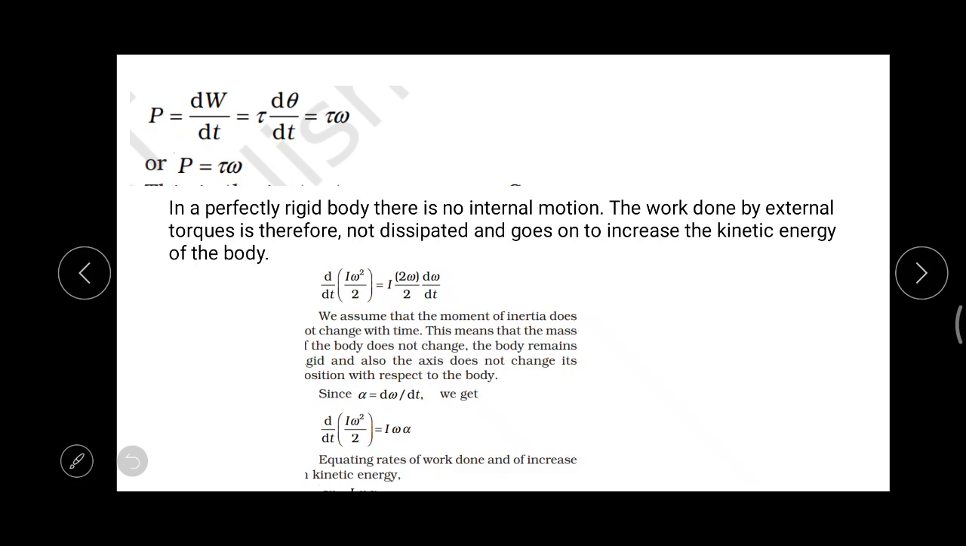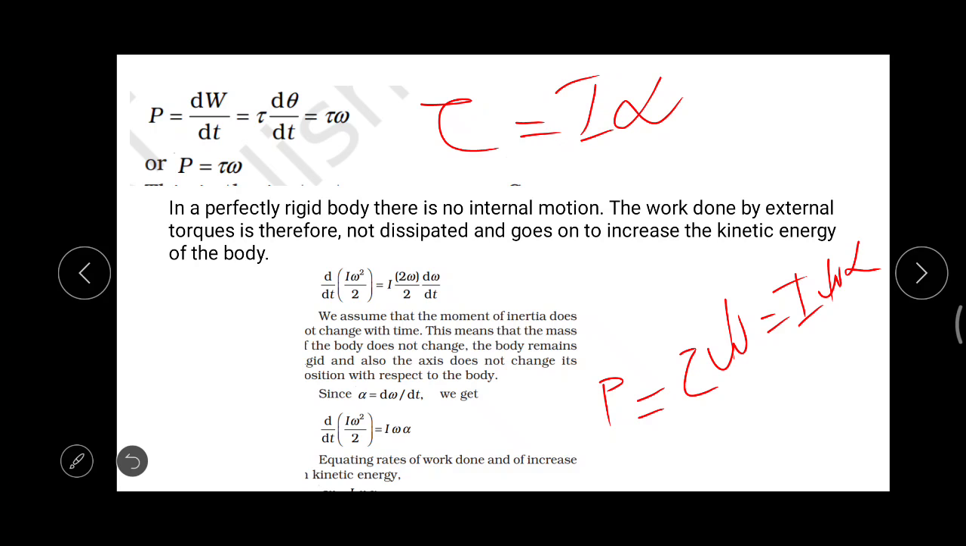So d by dt of I omega square by 2 will become I into omega into alpha. That can be written as the power P. The change in kinetic energy per unit time is equal to the work done per unit time. So the work done per unit time, the power, is equal to tau omega, which is equal to I omega alpha. On both sides we remove omega, so we obtain tau is equal to I into alpha.